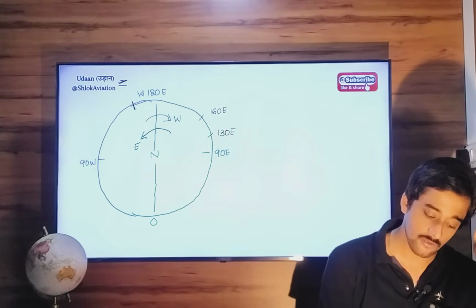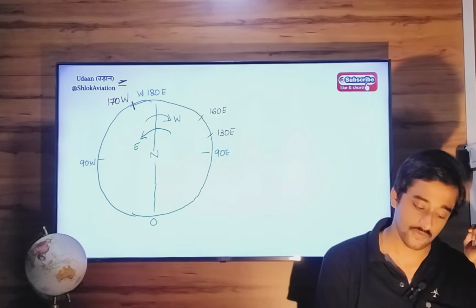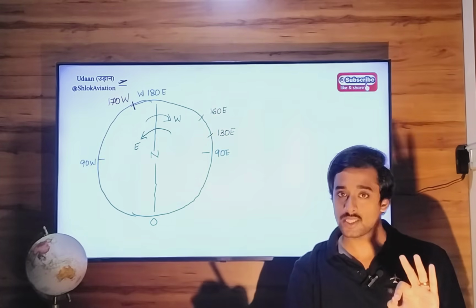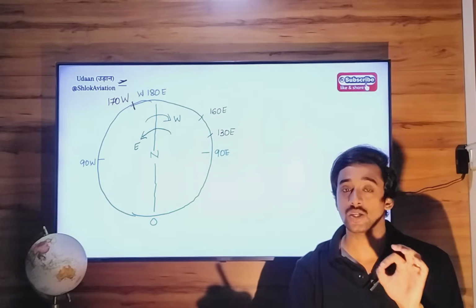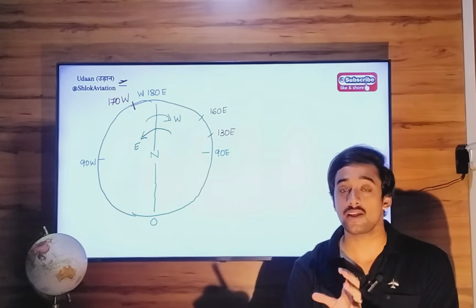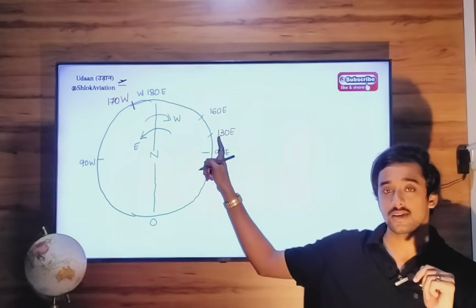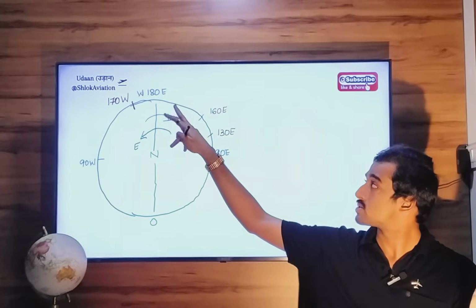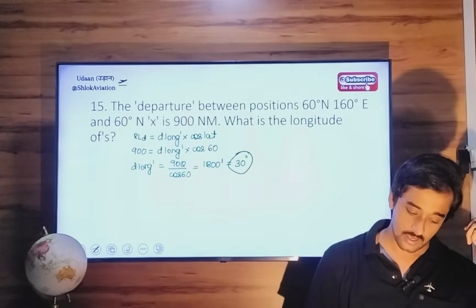So your longitude will be 170 west. So either 130 east is your destination or 170 west. Pay attention to the direction of your journey given in your question. If it's westerly, it will be 130 east. If it's easterly, it will be 170 west.